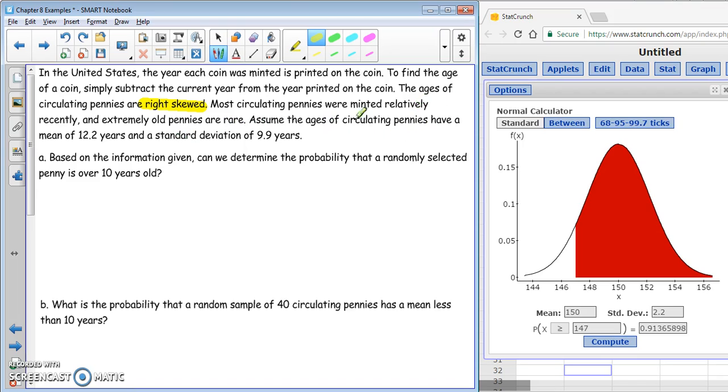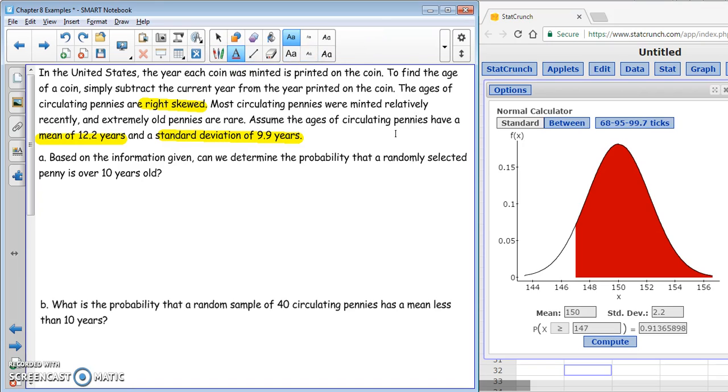Assume the ages of circulating pennies have a mean of 12.2 years and a standard deviation of 9.9 years. Based on the information given, can we determine the probability that a randomly selected penny is over 10 years old?